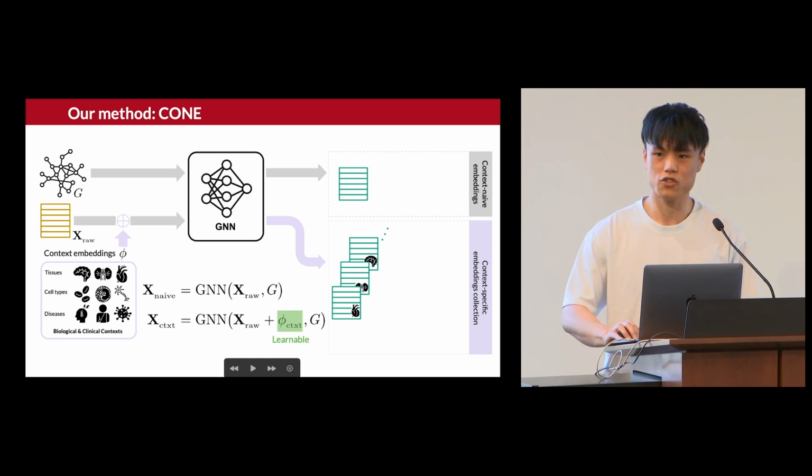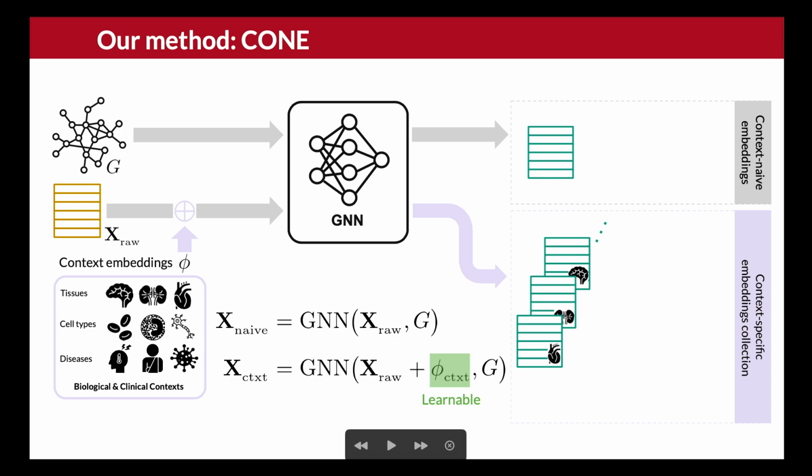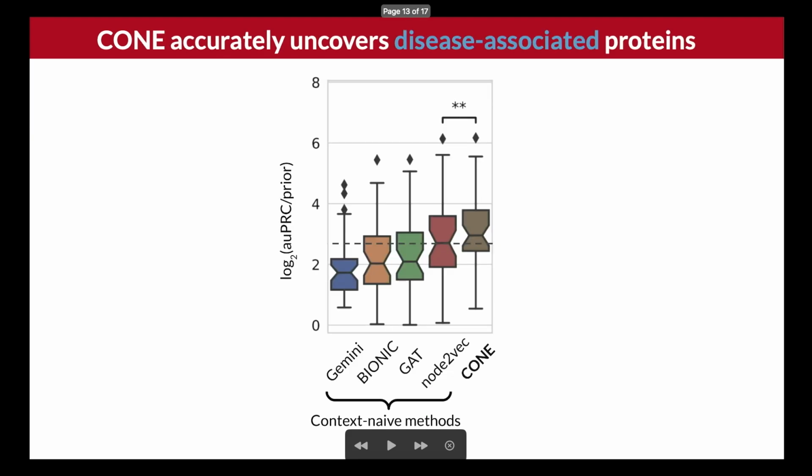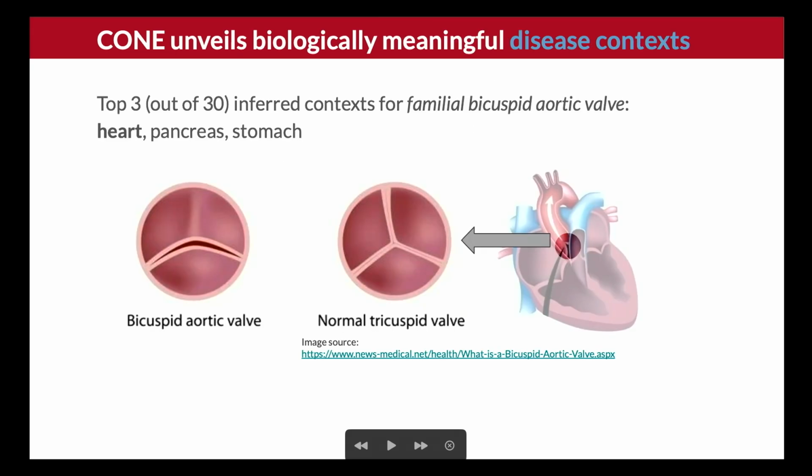We do this by using a shared graph attention neural network that can be contextualized via learnable context-specific embeddings. The training goal is to preserve the network topology of these context-specific networks. So to quickly show you some key results, in fact, we are able to achieve better prediction for disease-associated proteins when compared to using context-naive methods. And furthermore, our method can shed light onto what are the biological contexts that are relevant for particular diseases.